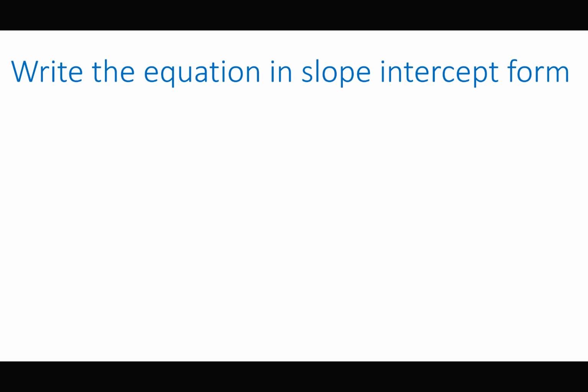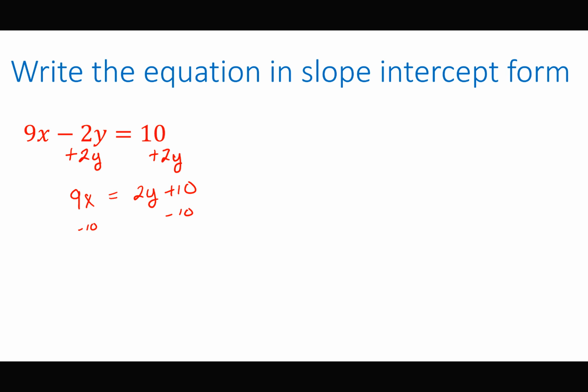Let's do another one where we write the equation in slope-intercept form, which is a little more involved. We have some division going on. So again, I want to get the y by itself. So I would add 2y to get that positive. So I have 9x equals 2y plus 10. Well, I want to get the y by itself, so I'd subtract 10 and subtract 10. And so I have 9x minus 10 equals 2y.